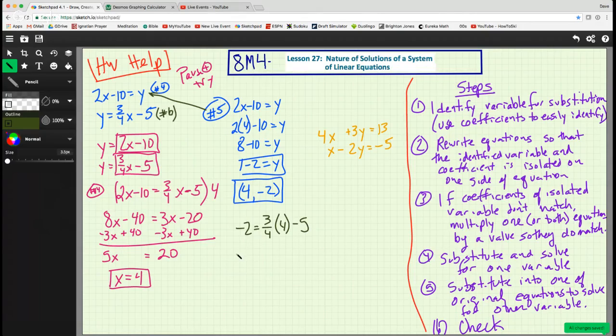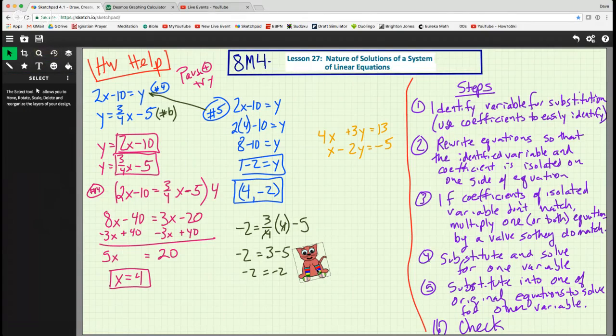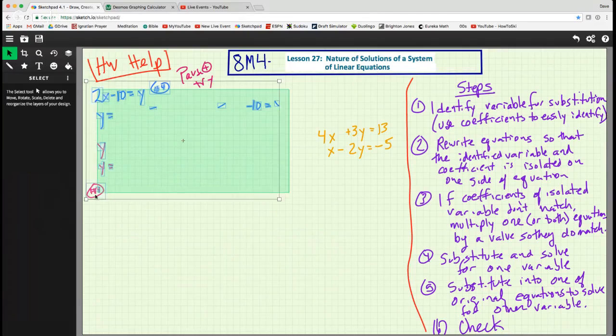So is this true? Does negative 2 equal 3 minus 5? Does negative 2 equal negative 2? And I say, happy cat. Yes, it does. Solution correct. All right. Hopefully this is getting easier for you. Hopefully this wasn't so bad.